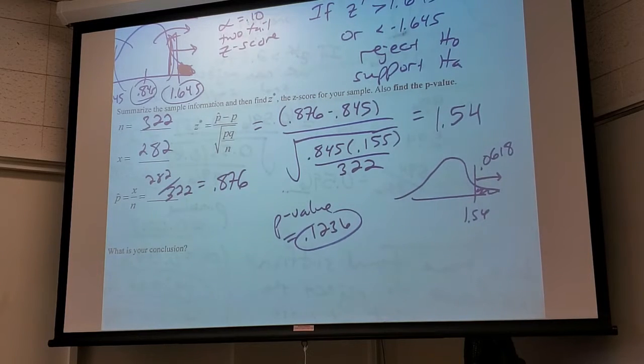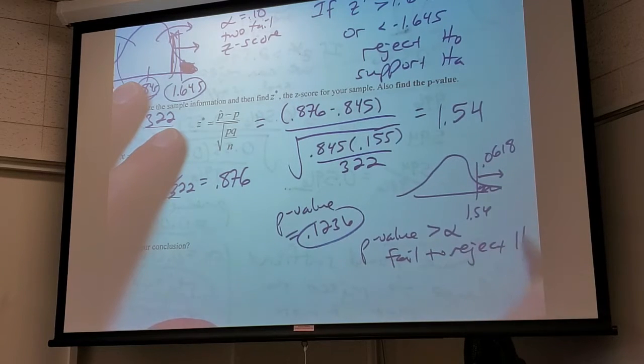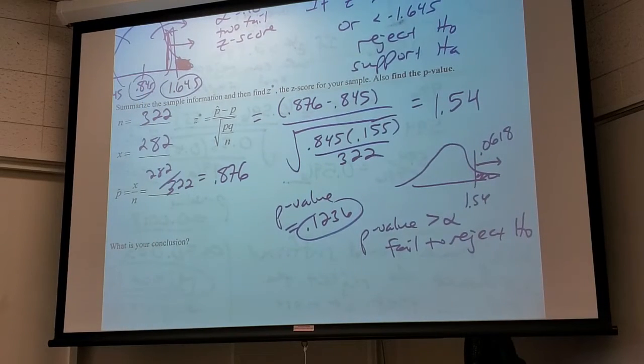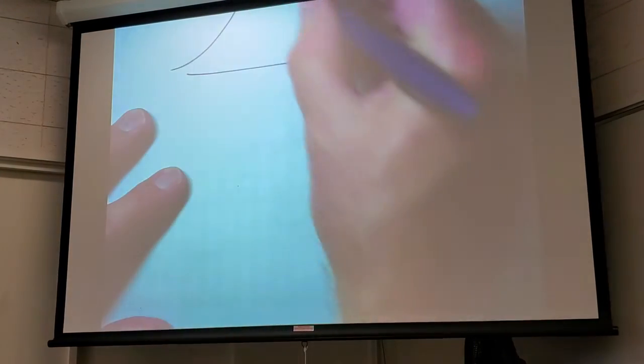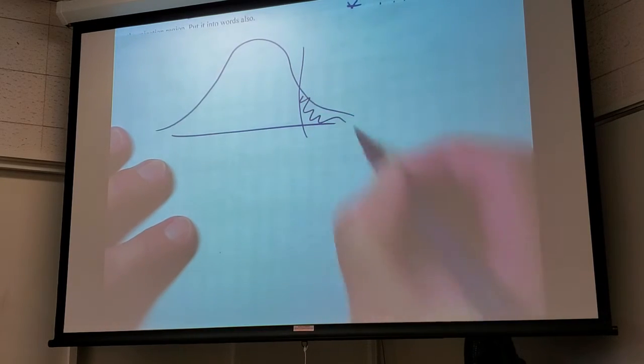So another way to say this test is, since the p-value is greater than alpha, we fail to reject the null. Now, last time, I did a pitiful job of trying to explain the idea behind what I just said. So let me see if I can do an even worse job here. Let's say this is my rejection region. Let's just pretend this is a rejection region.